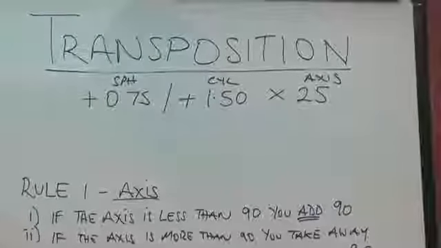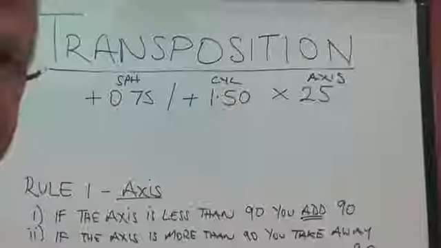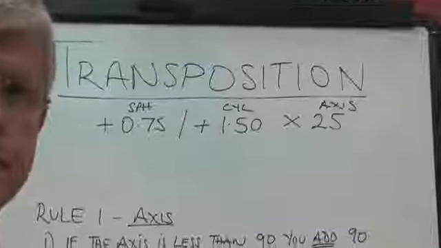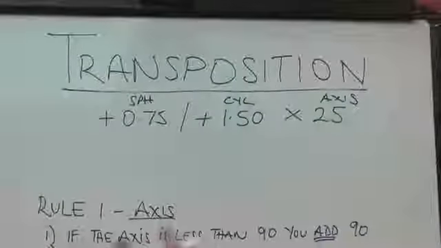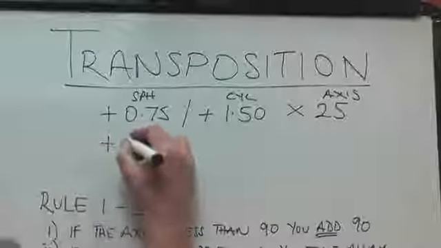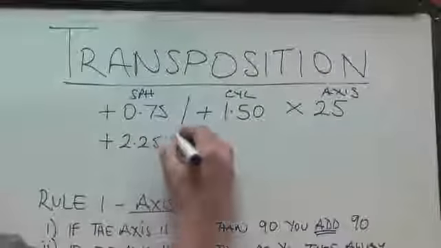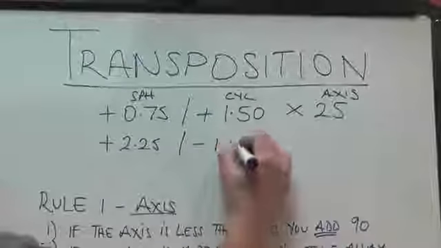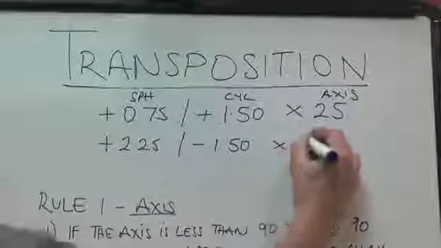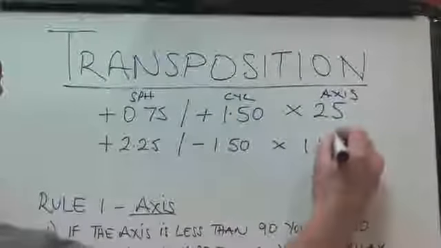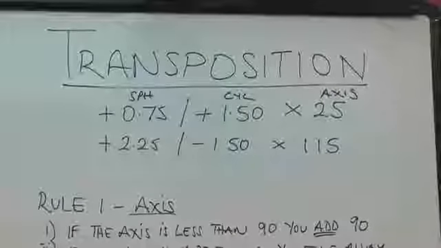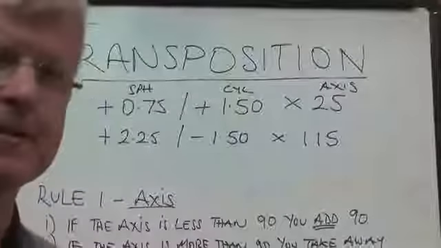Now, if you want to transpose that and write it in its other form, you'll end up with plus 2.25 minus 1.50 axis 115. And I'm going to now explain how you do it.